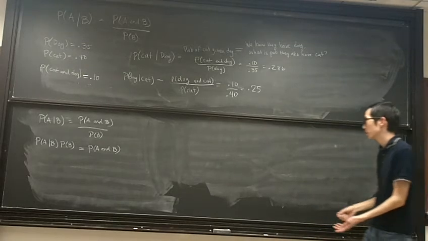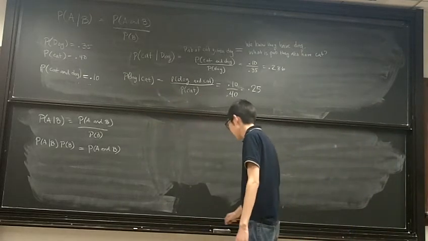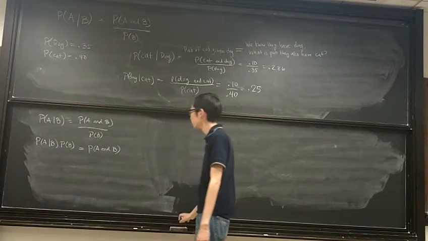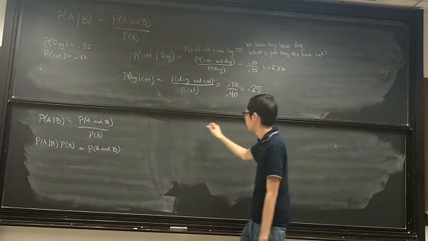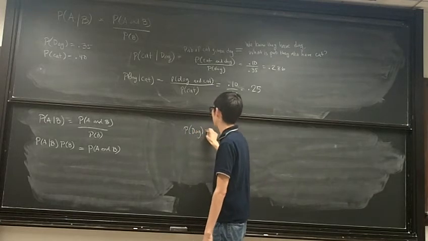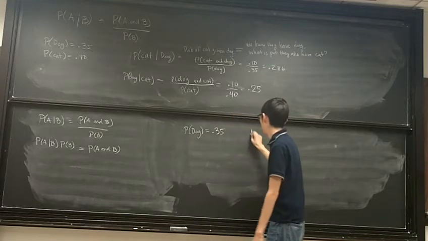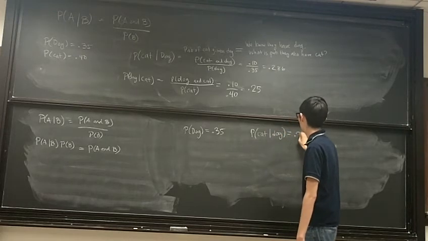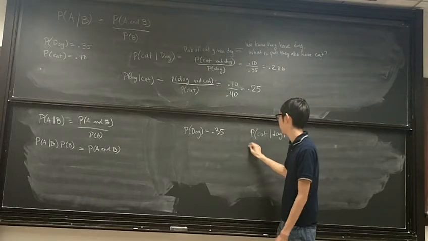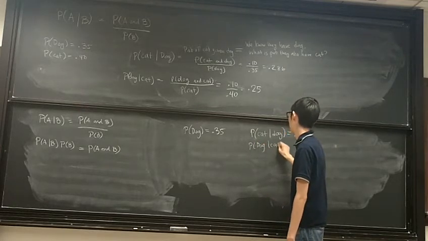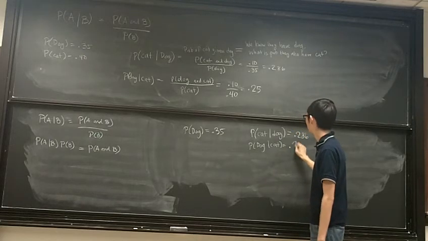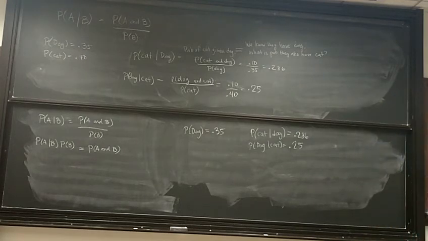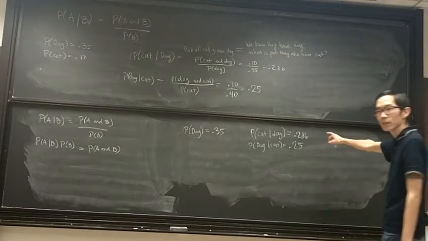And this can be used to answer questions like, let's say I hid that piece of information from you, but I gave you everything else. I told you the probability of someone owning a dog is 35%, and the probability of cat given dog is 0.286, and the probability of dog given cat is 0.25. Okay, yes? That's exactly what this says.